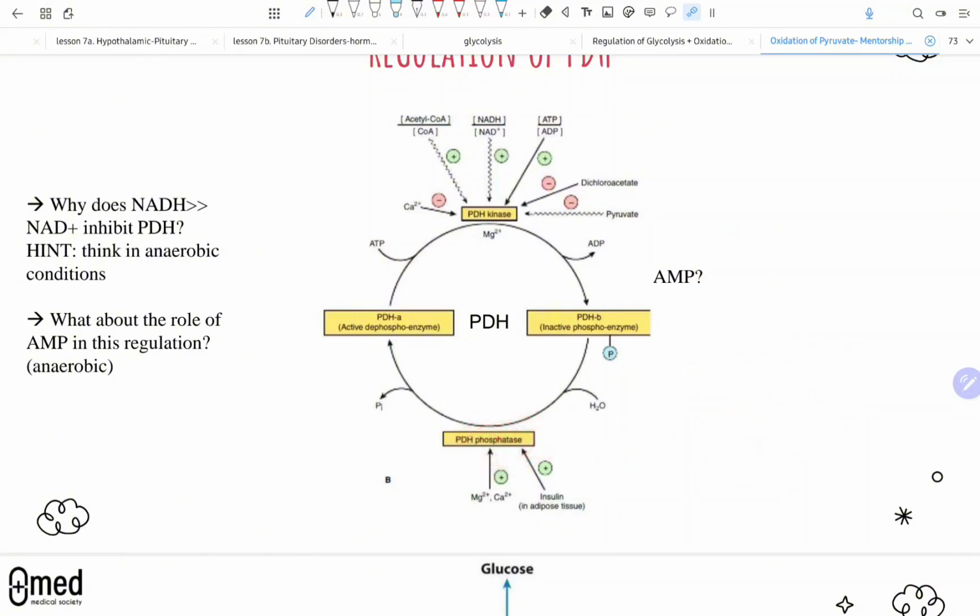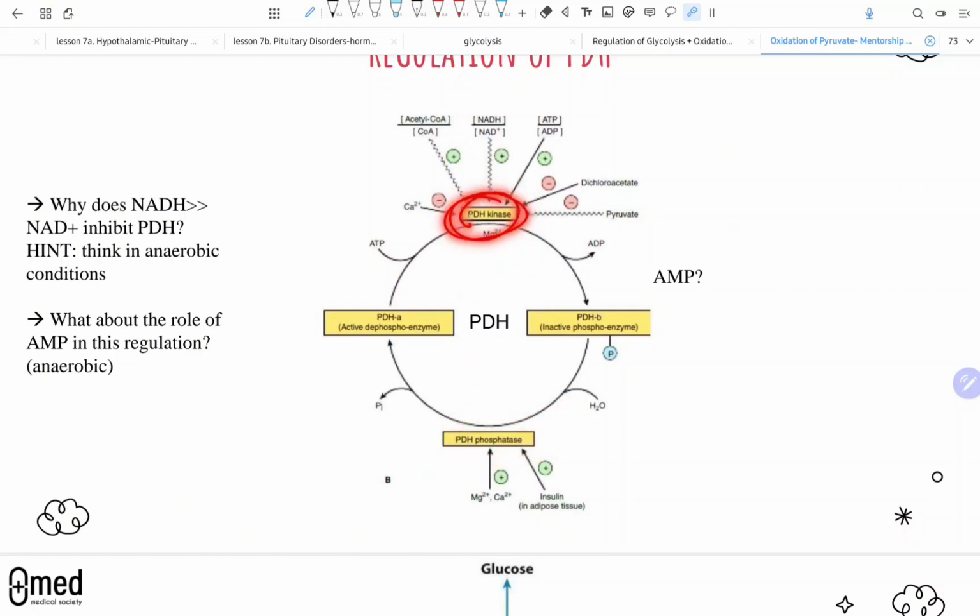Basically, this enzyme's activity is controlled by either this kinase or this phosphatase. When this kinase adds a phosphate to PDH, PDH is going to be inhibited. When phosphatase removes PO43- from PDH, PDH is going to be what? Activated. This is it so far. If you understand this, then you've understood 50% of what I'm going to say. So now, what controls the phosphorylation or dephosphorylation of this enzyme?